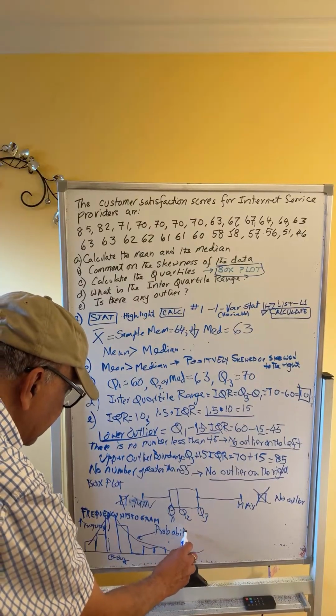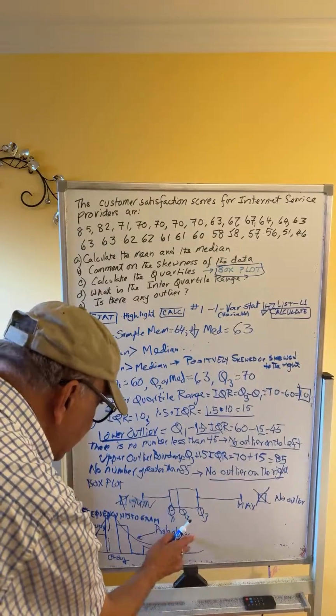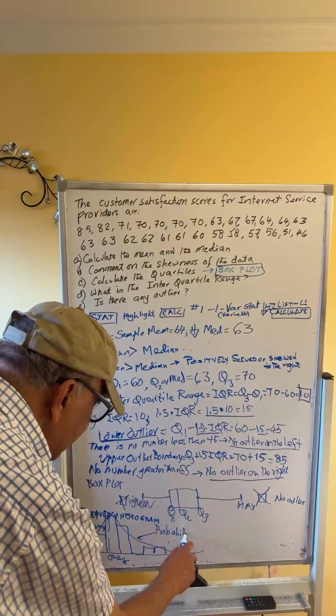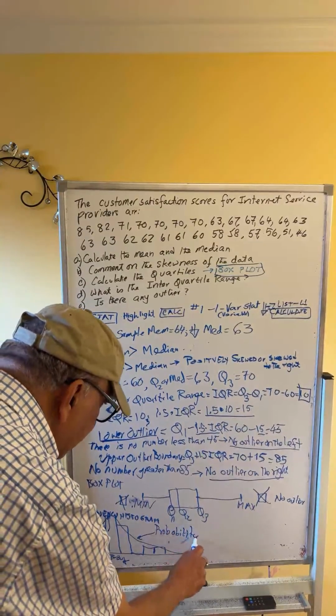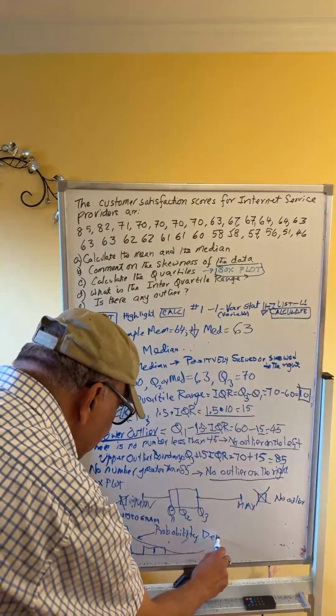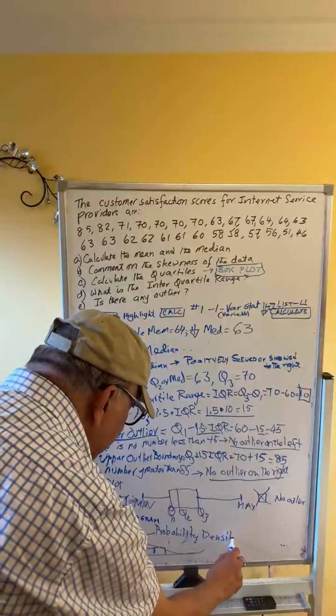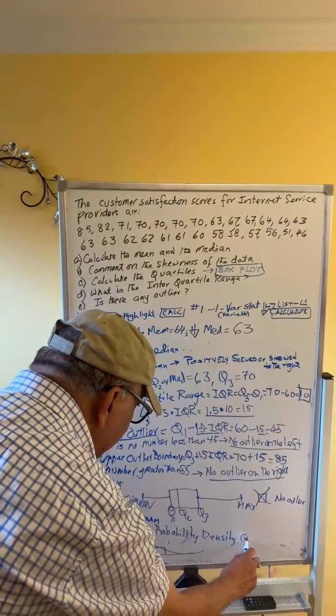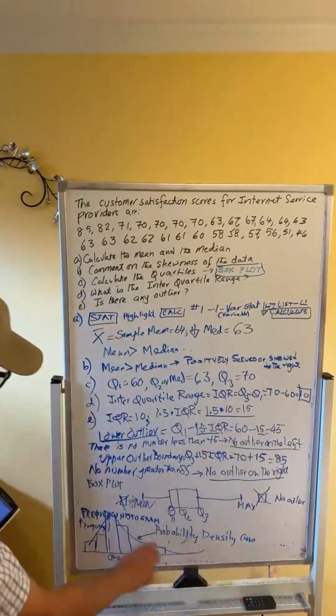Probability density curve. Density curve. How do I get it? You join the top roofs, the middle of the top of the roofs.